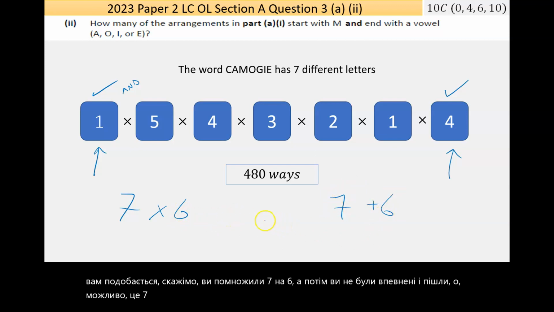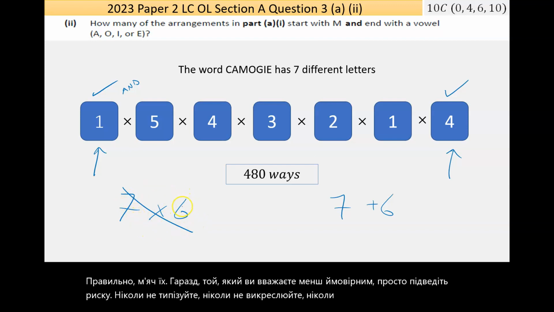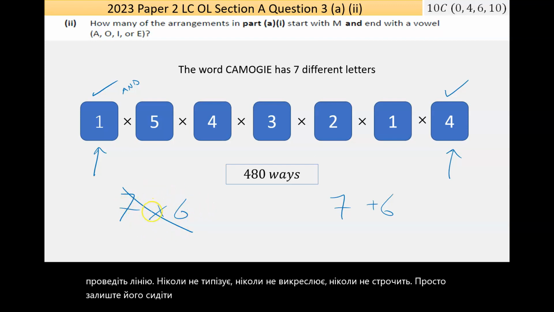Write both of them down. Okay, the one you think is less likely, just put a line through it. Never Tipp-Ex out, never cross out, never scribble out. Just leave it sitting there. Okay, and technically that's work of merit. If there's a correct answer on the page, it has to be graded.